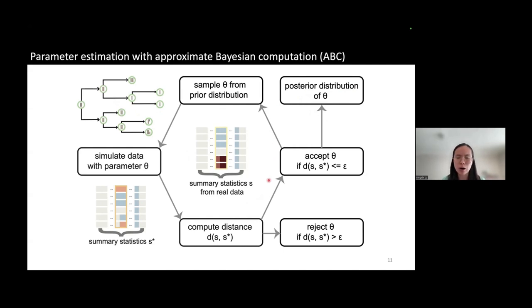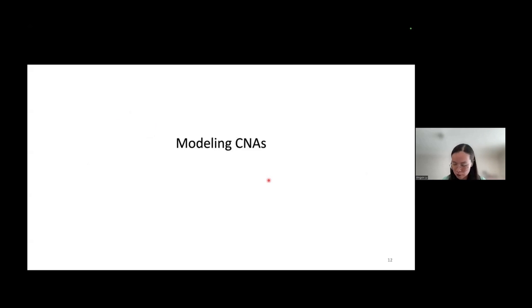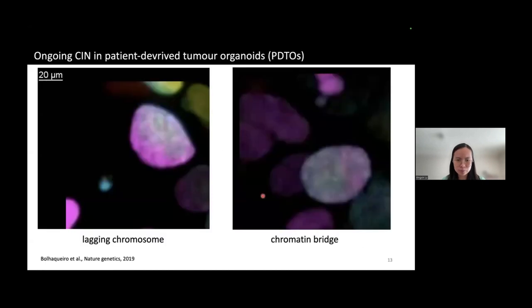Next, I will show you how we apply this approach to model copy number alterations and structural variants. First, let's say I work on modeling copy number alterations. Using live cell imaging techniques, researchers have observed chromosome segregation errors.